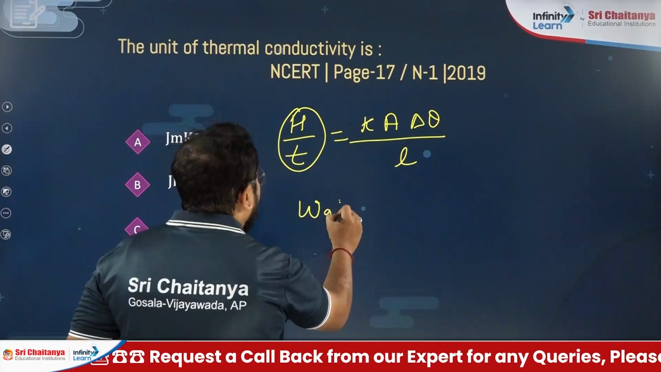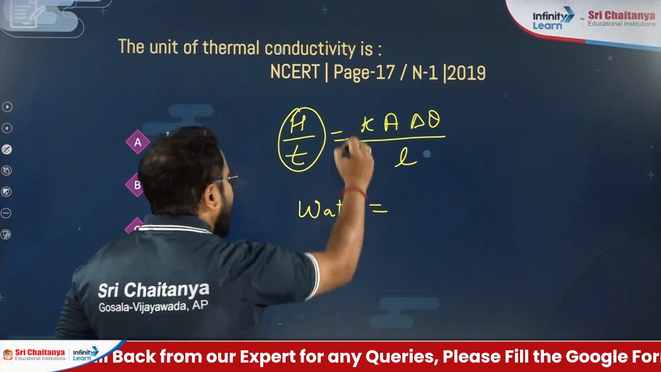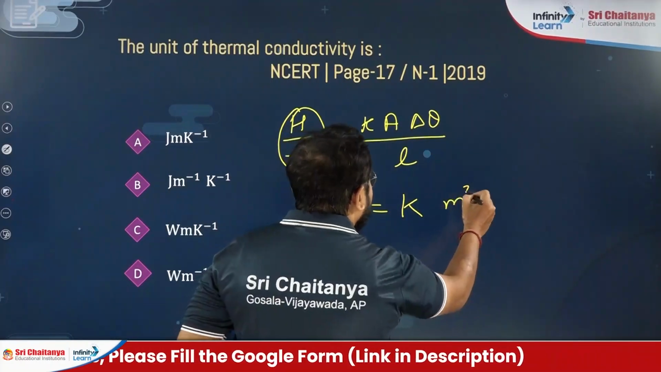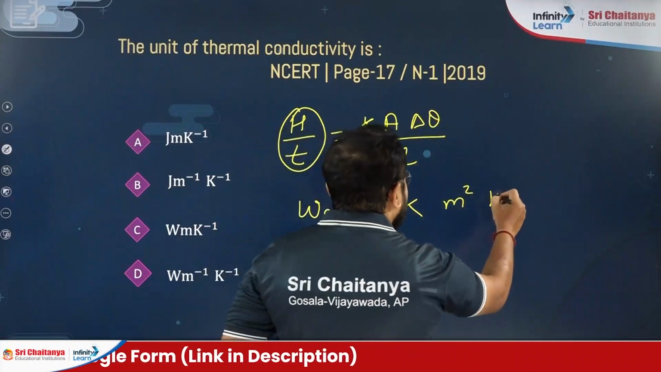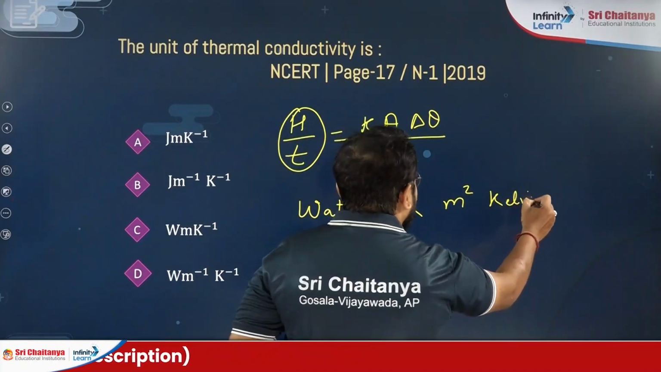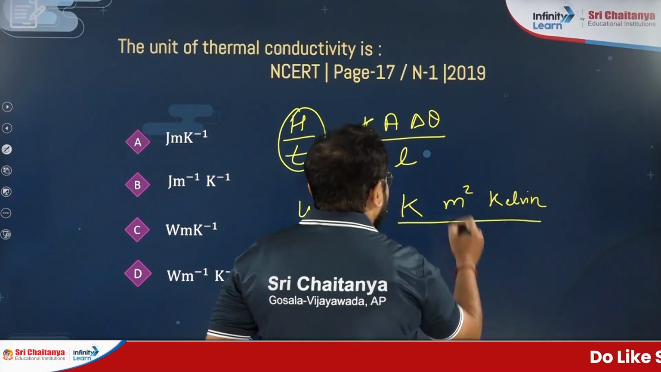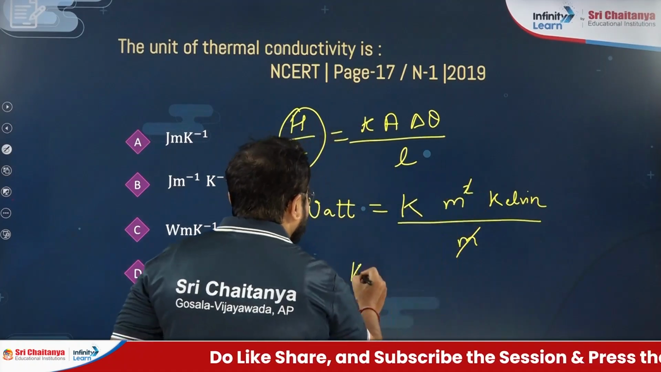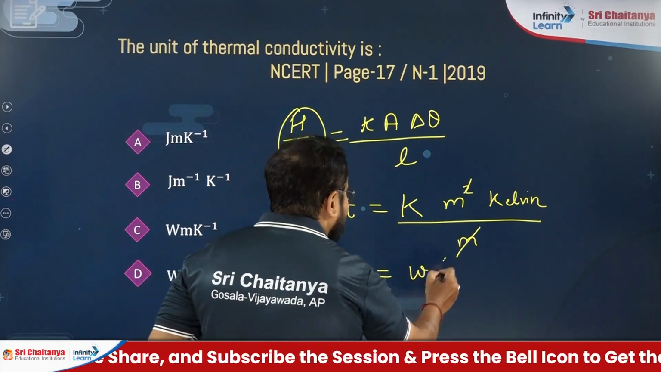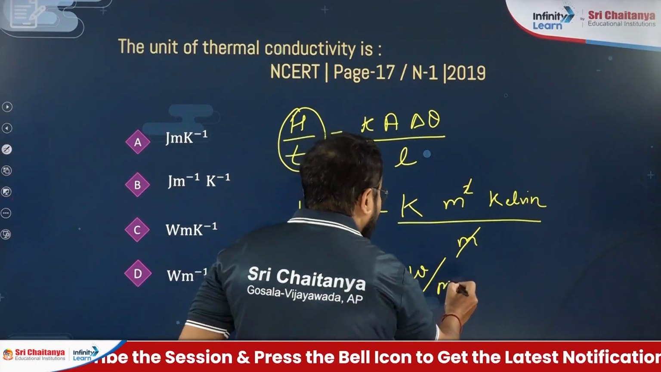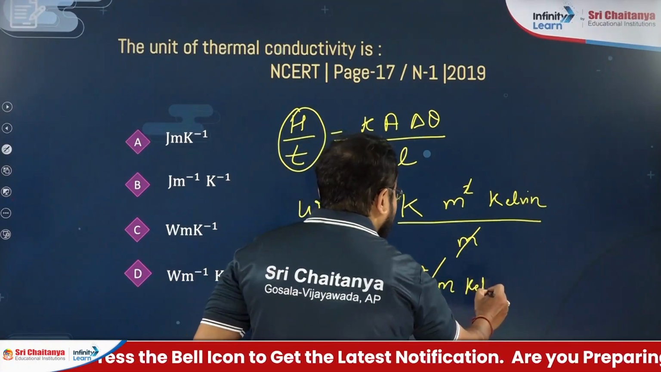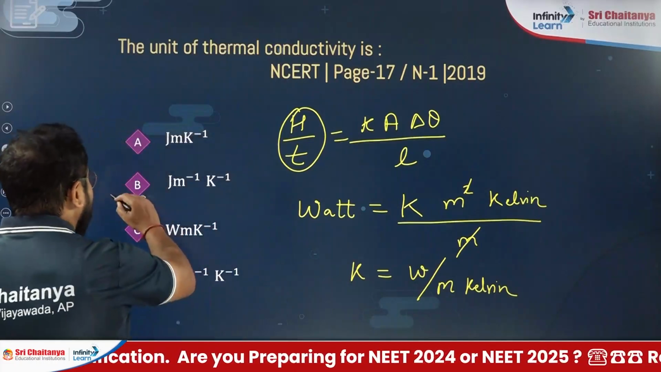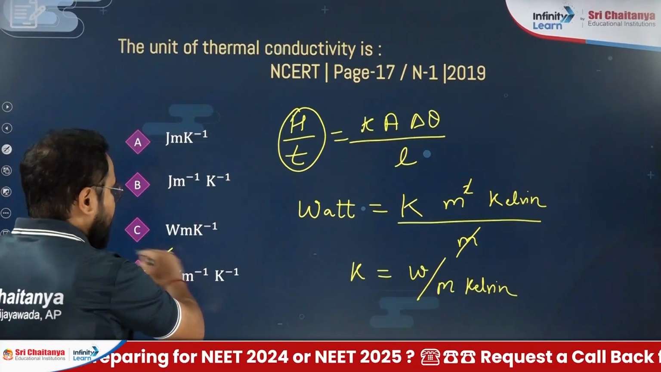Power is denoted in what? K is the conductivity. Area is meter square. Delta theta is denoted in Kelvin. Length is again denoted in meter. So meter will cancel meter, and K will become W divided by meter Kelvin. So this will be your answer.